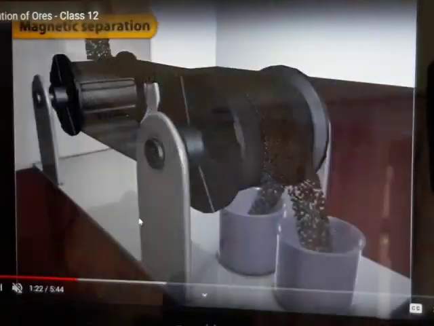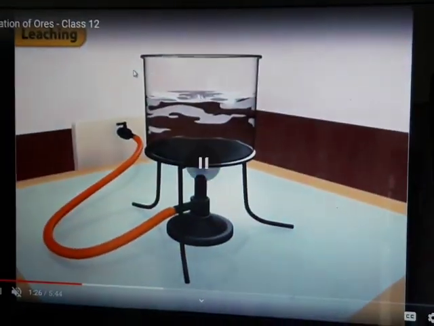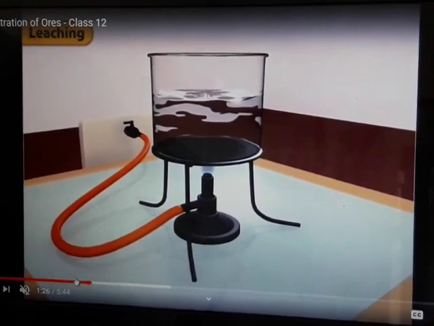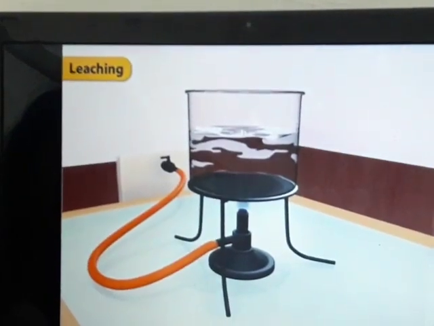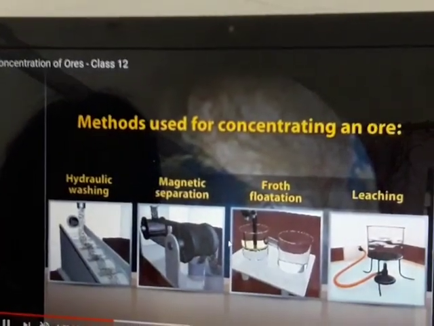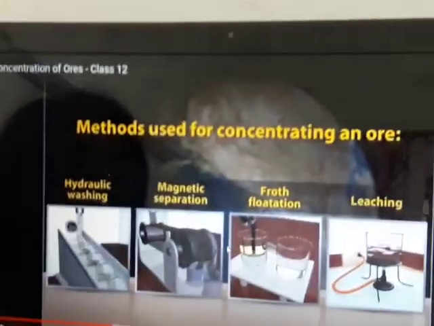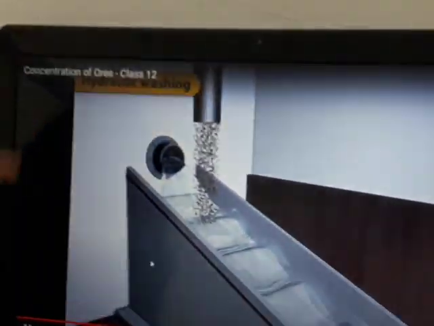Now children, methods of concentration of ore. So the first one is hydraulic washing, then magnetic separation, and then froth flotation. Next is leaching, and these we will be discussing one after another. First of all, we shall go for hydraulic washing.